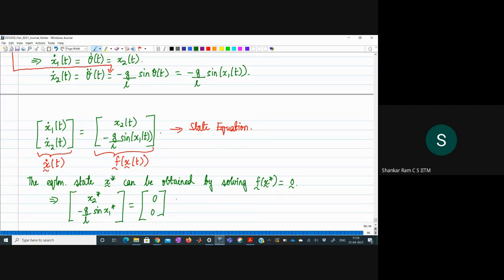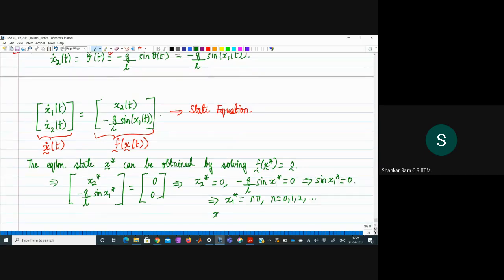Okay, so immediately what do we get? From the first equation, we get x2 star equal to 0. From the second equation, we get minus g by L sine x1 star equal to 0, which implies that sine of x1 star equals 0. From trigonometry, we know that x1 star will be equal to n times pi, where n will be 0, 1, 2, etc. But as far as the physical problem is concerned, x1 star can be only 0 or pi.